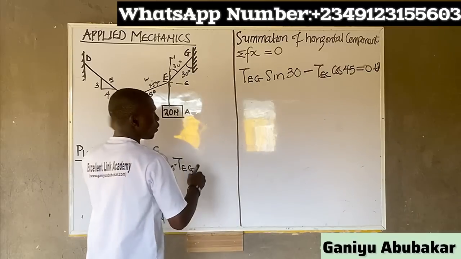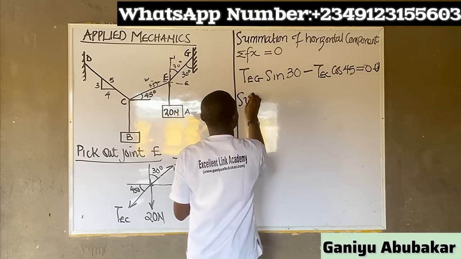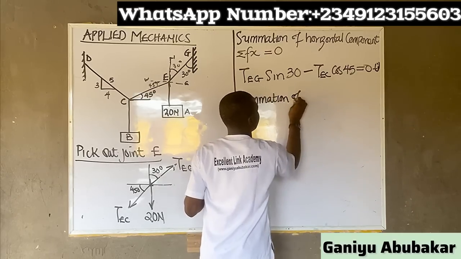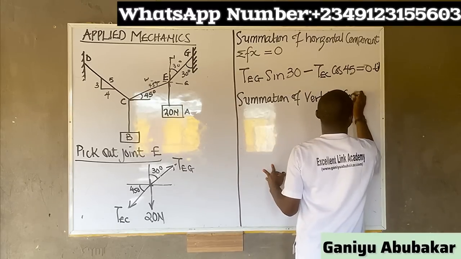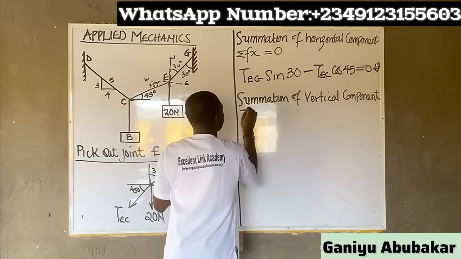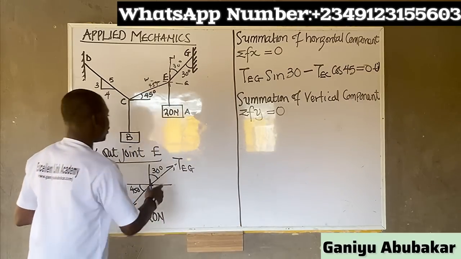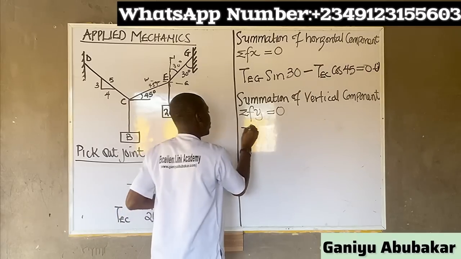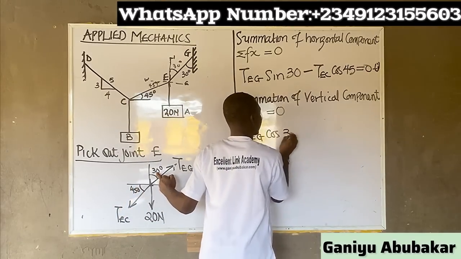Now, next task there, the second condition of equilibrium says the summation of vertical components, that summation of Fy equals 0. If I resolve TEG to the vertical, gives you cos. That gives you TEG cos theta, here is 30, cos 30.